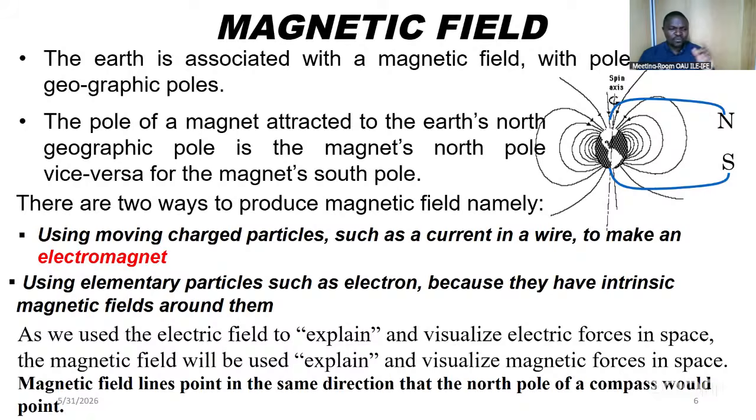Before, I was trying to tell you what actually produces the electric field. What produces electric force? We said the electric field produces it. So now, in the case of the magnetic field, there are two ways to produce a magnetic field. The first one is when using moving charged particles, such as a current.